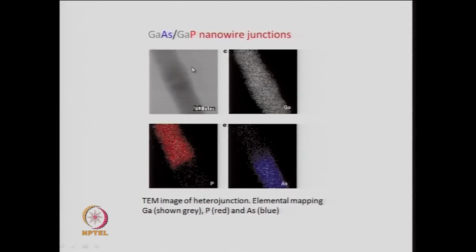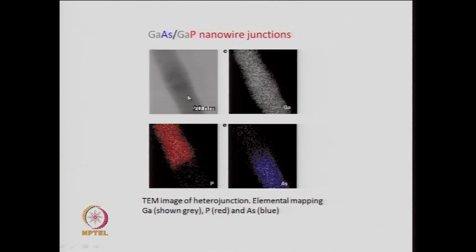So, this is an axial growth, and this is a TEM picture where the two semiconductors, gallium arsenide and gallium phosphide, are connected along the same axis. So, it is a continuous axis where part of it is gallium arsenide and part of it is gallium phosphide. But in this simple TEM, or transmission electron micrograph, you cannot distinguish between the gallium arsenide and the gallium phosphide.